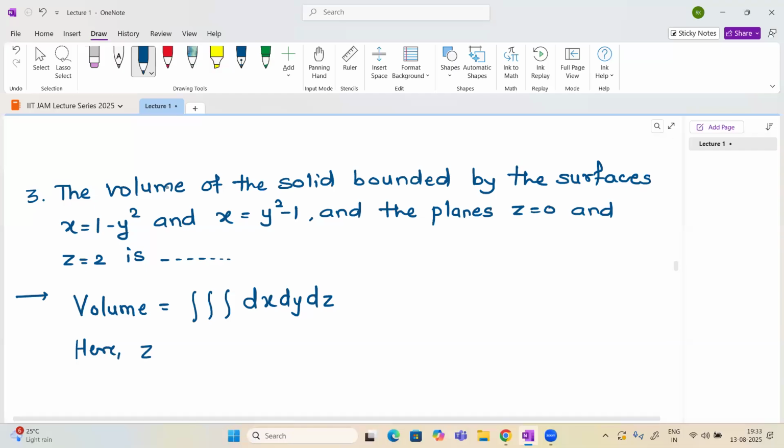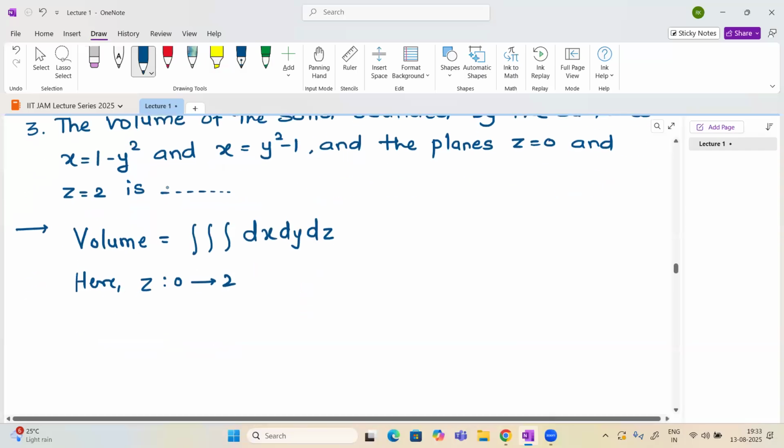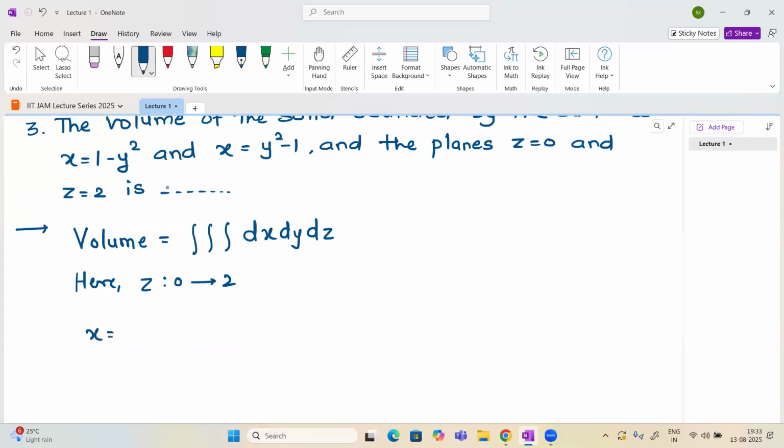Am I audible to you? Yes, sir. Okay. The limits of z is 0 to 2. So we simply need to find the limits of x and y. Two curves are given to us. x is equal to 1 minus y square, and the second is x is equal to y square minus 1. x is equal to 1 minus y square, I think we are familiar with it.